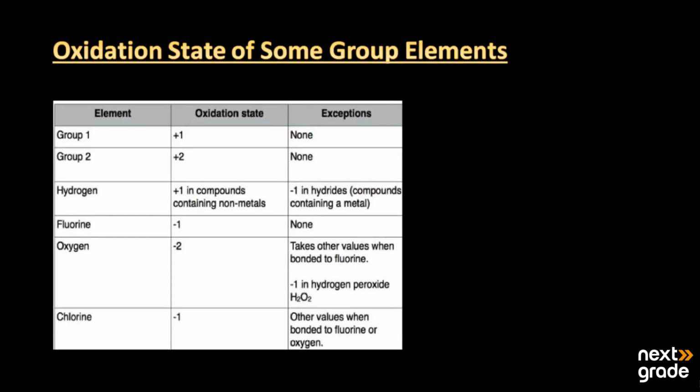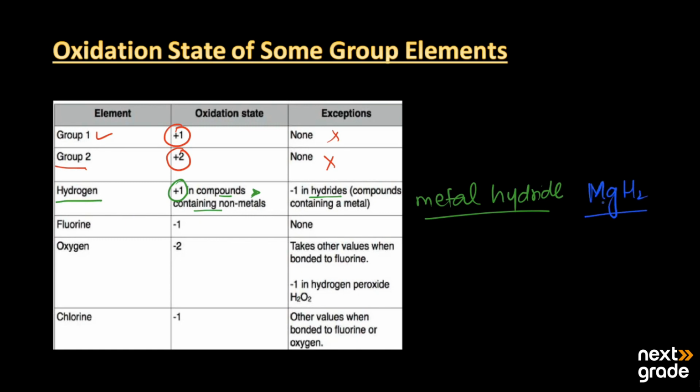Now here we have the oxidation states of some group elements. Group 1A elements have an oxidation state of plus 1, with no exception. Group 2 elements have an oxidation state of plus 2, and there is no exception in this either. On the other hand, hydrogen has plus 1 in all compounds containing non-metals. But when it makes metal hydrides, since metals have the capacity to lose electrons, when it combines with them, as in magnesium hydride, the hydrogen will have a minus 1 charge.